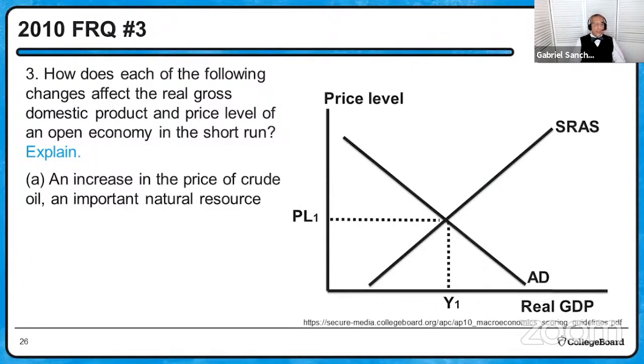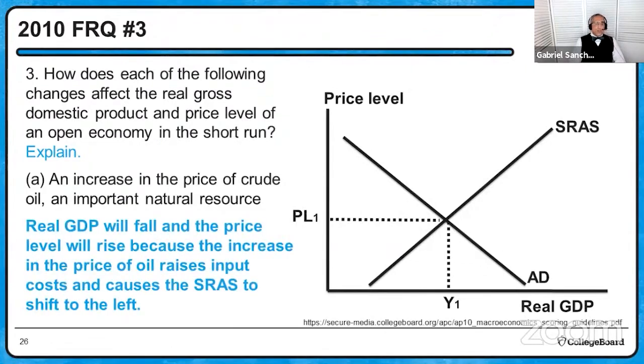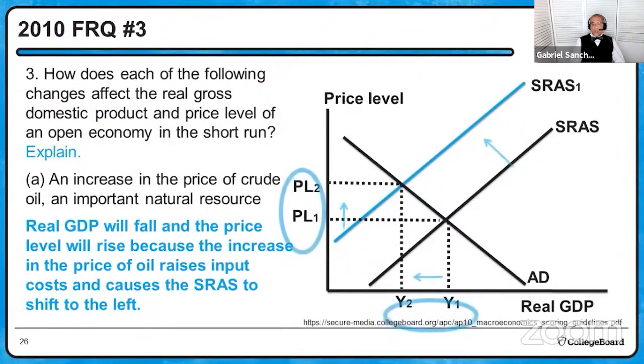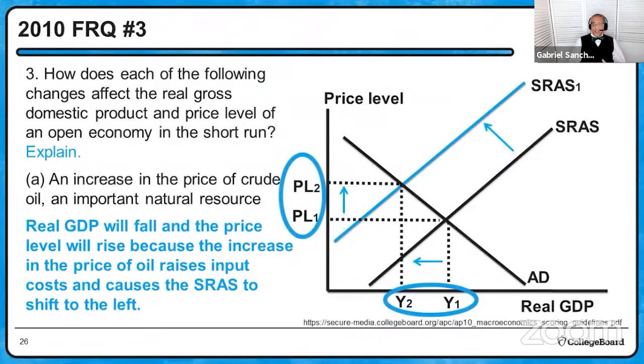So if we increase the price of crude oil, is that a demand function or an aggregate supply? All right, are we ready? What's going to happen in this situation here? Real GDP will fall and the price level will rise because the increase in the price of oil raises input costs and causes the short run to shift to the left. So if we see on the graph here, the short run shift to the left, it's a decrease in supply. Inputs is a determinant of aggregate supply. We have higher price of inputs, supply decreases as the curve shifts to the left. The price level increases, real GDP decreases.